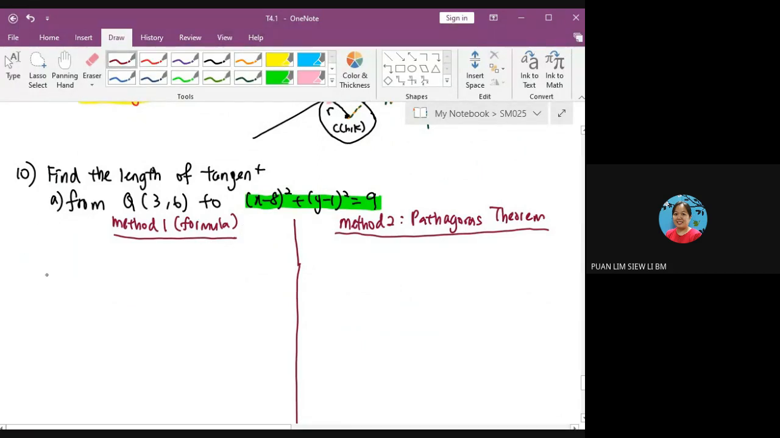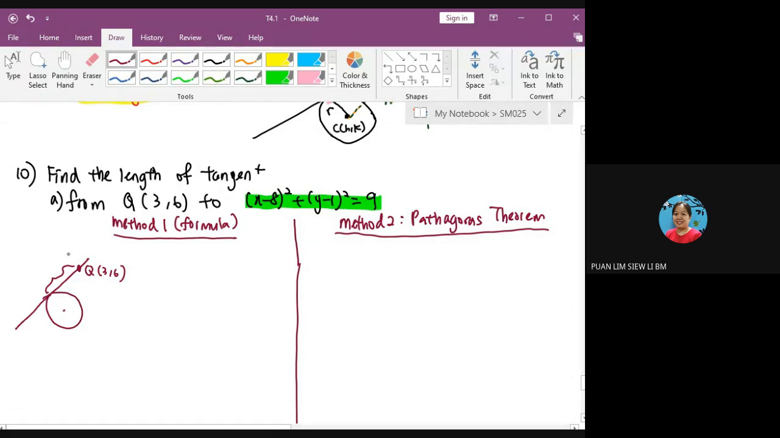If I want to illustrate, this is our circle, and this is our tangent. A tangent only touches the line; it will not cut the line. So this is your circle, this is your tangent, and here is the point 3,6, and I want this length. That is the length of the tangent from the point to this circle.